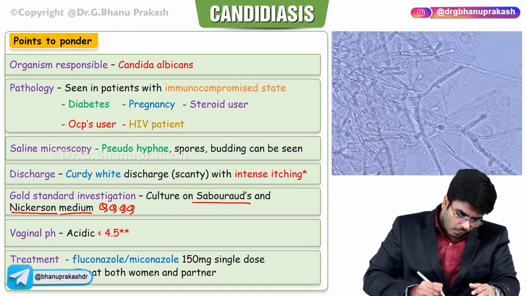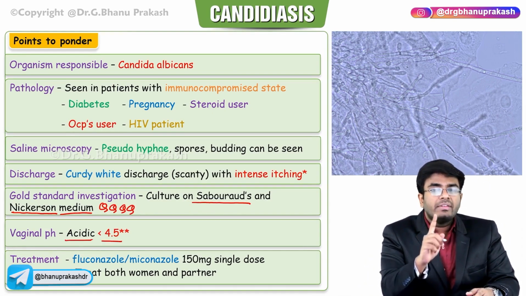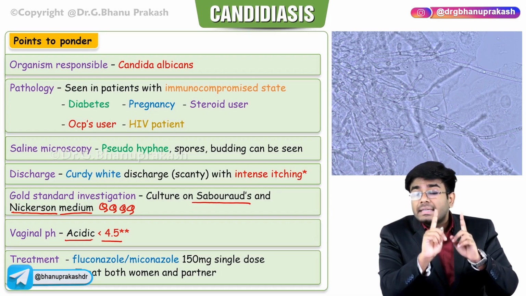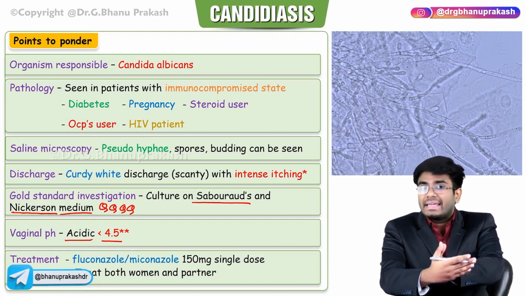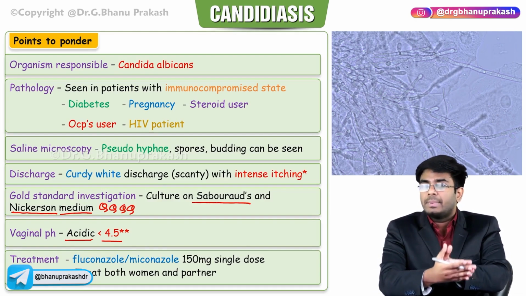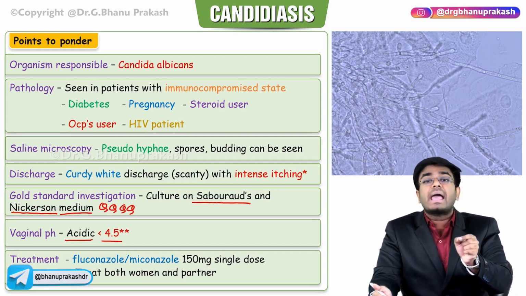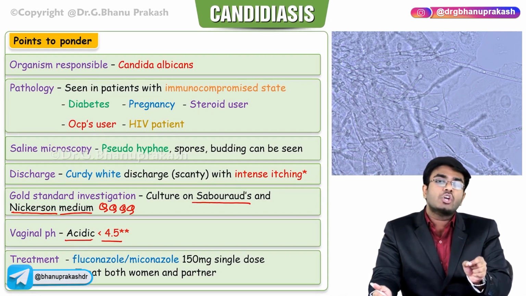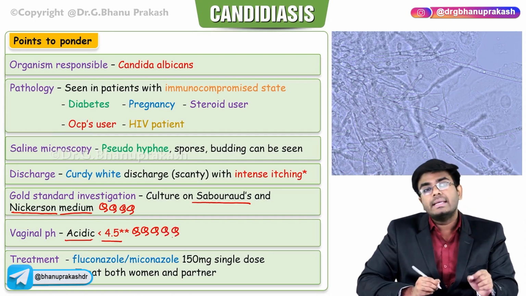Okay, well and good. Now, what about the vaginal pH? Guys, I have told you even in the topic of bacterial vaginosis, bacterial vaginosis happens at a more alkaline or basic pH. But candidiasis is the only vaginitis which happens at a pH of less than 4.5. Important MCQ. So it happens in a more acidic pH.